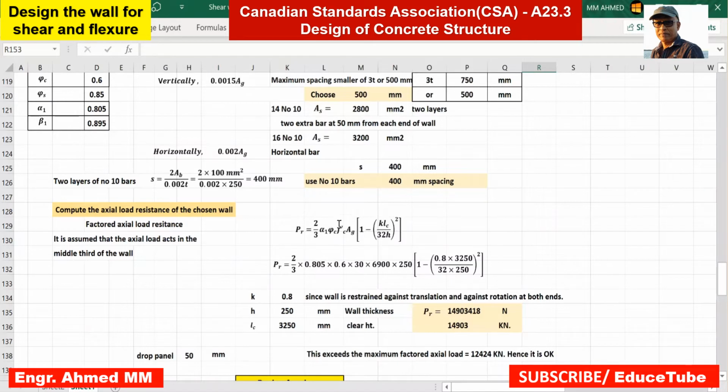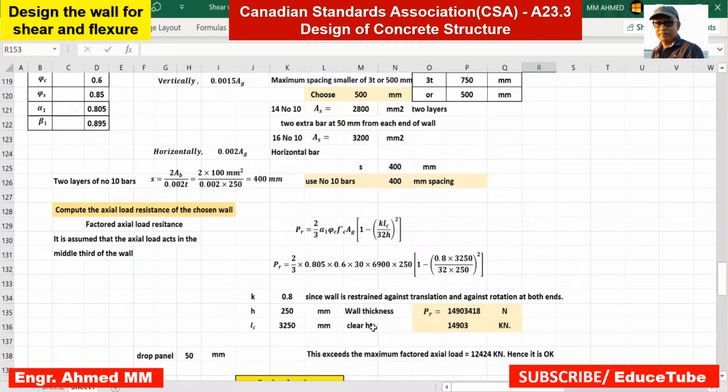Now the question is about the parameters in this equation. Alpha 1, phi c, f prime c, Ag, all we know. Here one new thing we got, k. K is actually assumed as 0.8 since the wall is restrained against translation and against rotation at both ends. Otherwise the value would be different, but in this situation it will be 0.8. H we know is the wall thickness, it is 250. But Lc, how to get this? Clear height.